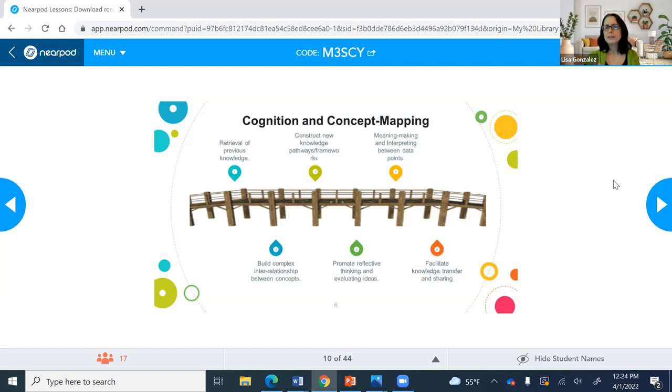They're also making meaning and interpreting between data points. Concept mapping is an active strategy. It's not just about putting data on a piece of paper, but they also have to think through how one piece of information connects with another one. A concept map has a lot of pieces of information and a lot of different connections, and relationships are established. So really you're building this complex interrelationship between concepts.